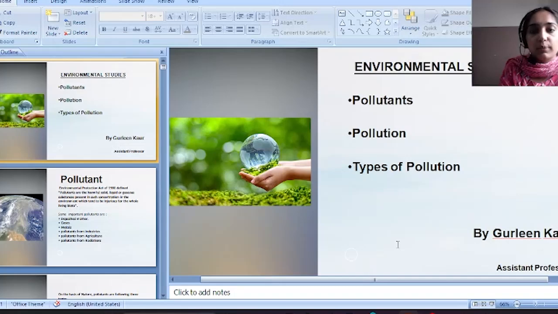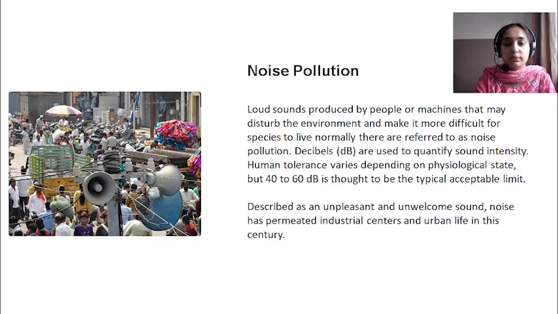In this, we have completed our two major topics, that is pollutants and pollution, and we have also done three types of pollution. Further, we will study some more pollution. The three types of pollution we have already studied are air pollution, water pollution, and soil pollution. Now, next, we will study.